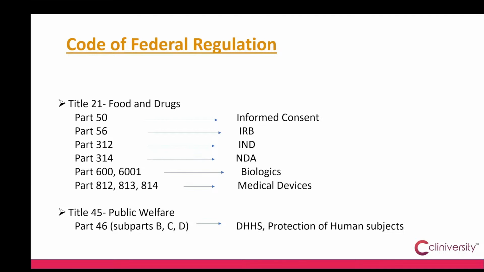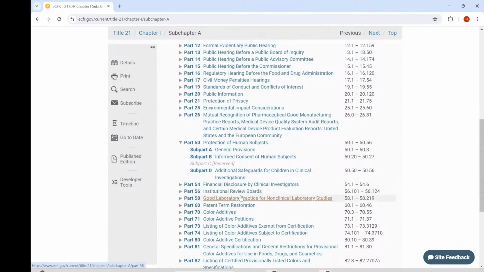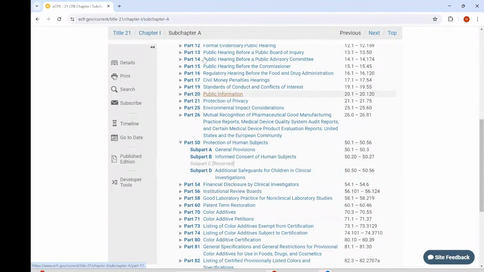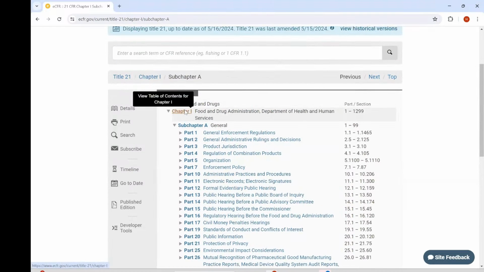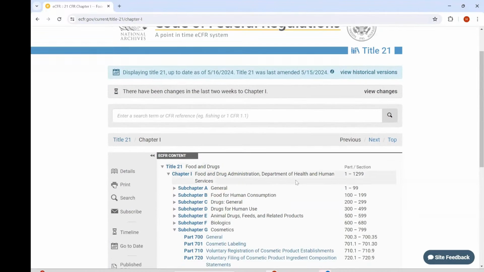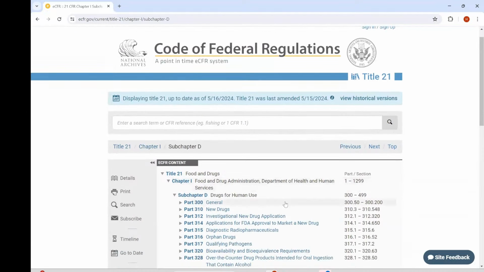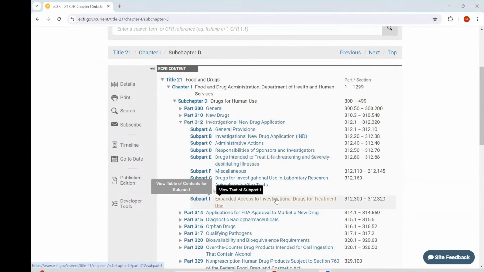And part 56 is about IRB, Institutional Review Board. So part 56 is about IRB, part 56. And then we have 312 about investigational new drug application. So let me go back to this chapter. And it says that 300 to between 499. And I'm going to 312. So investigational new drug application, IND application.